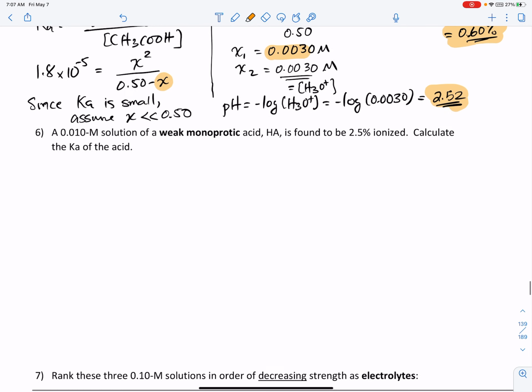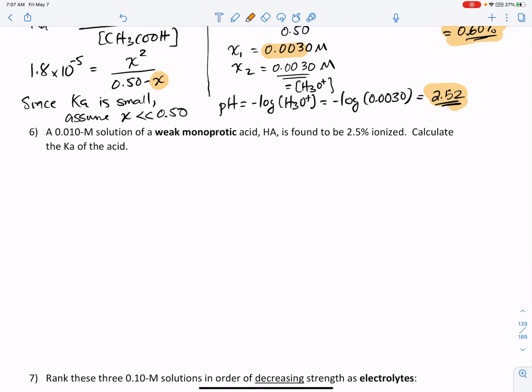All right. Question 6. We have a weak acid whose formula here is just generic. We're just calling it HA, right? There's no element on the periodic table with a symbol of A, so this is just a generic formula for a monoprotic acid, has 1 hydrogen. We're told it's 2.5% ionized, and we want to know the Ka for the acid.